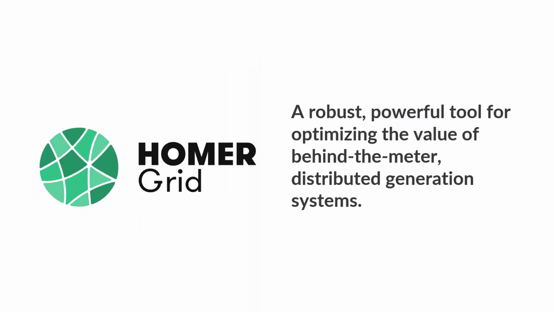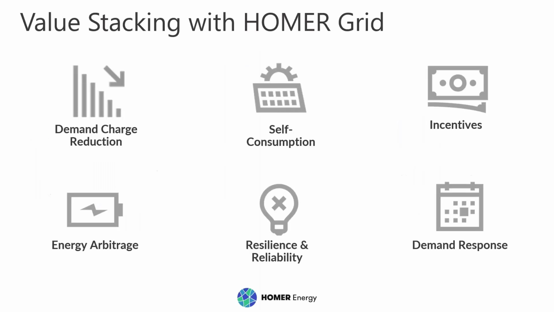For HOMER Grid, we are, as I mentioned, focused on specifically behind-the-meter distributed generation. And the value streams that HOMER Grid considers are, I mentioned, demand charge reduction. That's the value stream that we kind of started with, the core of what HOMER Grid does. And the dispatch is designed to reduce those monthly demand charges. HOMER Grid can consider the value of self-consumption, where by installing on-site generation, you're reducing your utility bill.